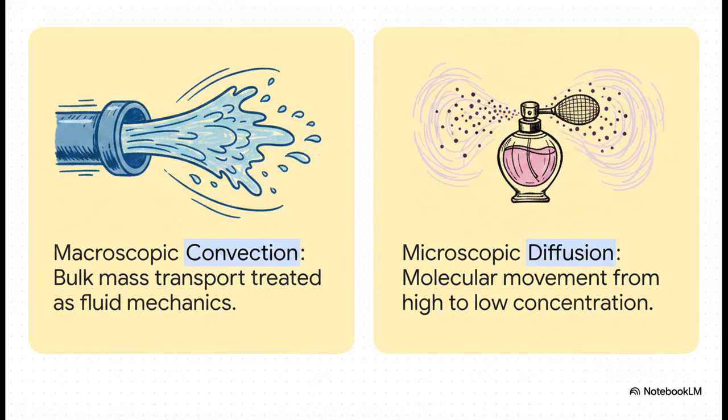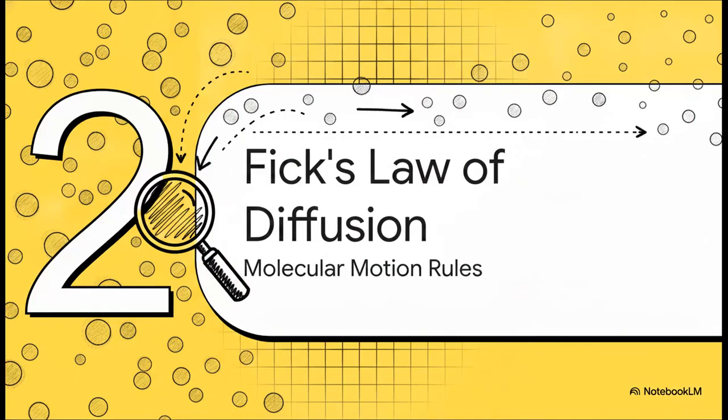To really get a grip on mass transfer, you have to realize it's the howling wind blowing outside, and it's also the perfume slowly, silently spreading across a quiet room. Moving on to Section 2, Fick's law of diffusion. Let's look at the micro-level rules.